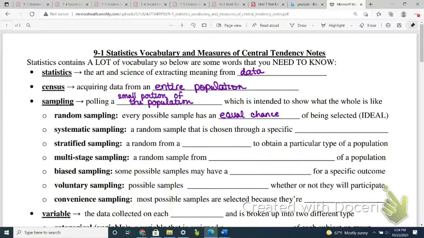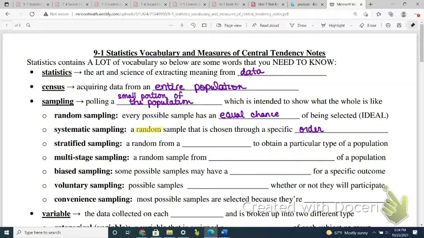Systematic sampling is a random sample, so that's why this is okay, that is chosen in a specific order. Okay, you have a system in place to pick these people. You're going to pick every 10th person that walks through the door. You are going to start at number 5 and then every 4th person after that.